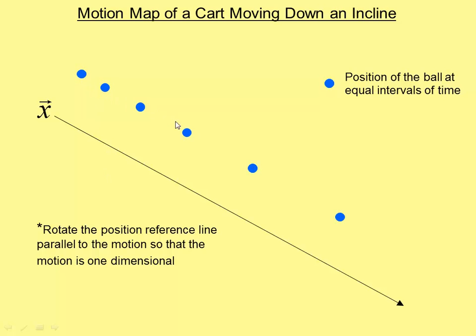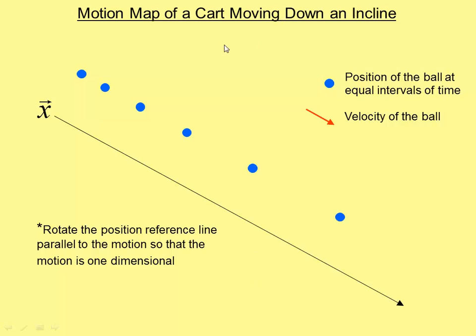So looking at this, we can see here that this is a cart which is speeding up because the dots are getting further apart. Now, we also put arrows attached to those dots to represent the velocity of the ball. The direction of the arrow, which is pointing downhill, is the direction of the motion, and the size of the arrow represents how fast it's going, or its speed.